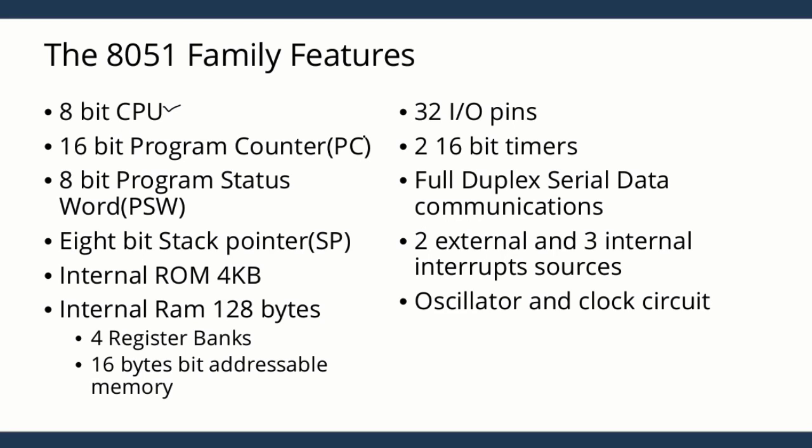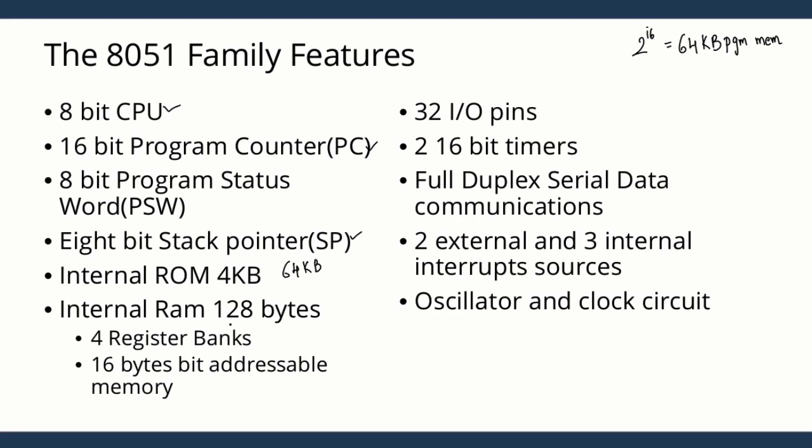Then you have something called a 16-bit program counter. What do you mean by a program counter? We'll discuss it a little later, but a 16-bit program counter ensures that you have 2 raised to 16, that is 64 KB, of program memory. Then we have an 8-bit program status word, an 8-bit stack pointer, and internal 4 KB of ROM. So you already have 4 KB of memory available, and you can add an additional 60 KB more, for a total of 64 KB of memory.